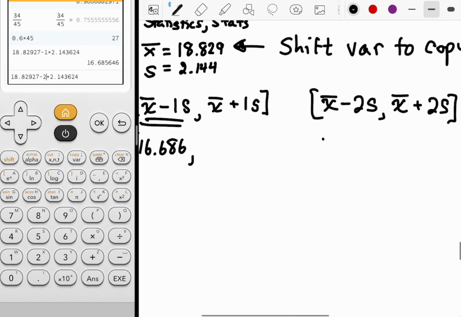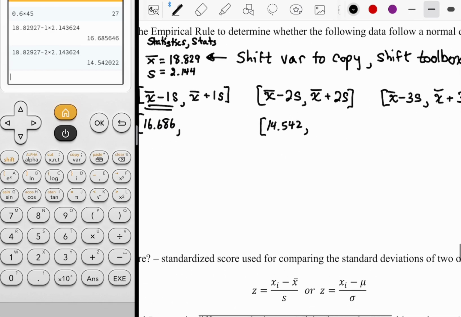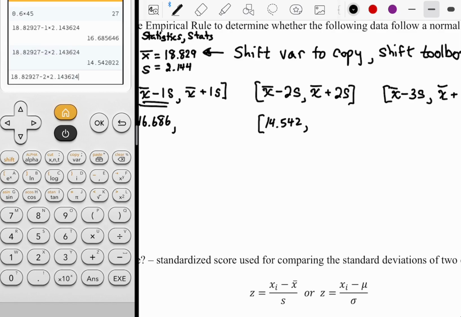So we're going to get all of our low bounds here first, and then we'll get our high bounds. 14.542. Up, and away. 2 gets changed to a 3. My low bound for the third interval is 12.398.